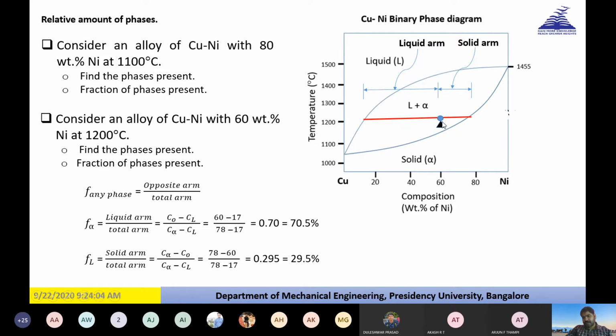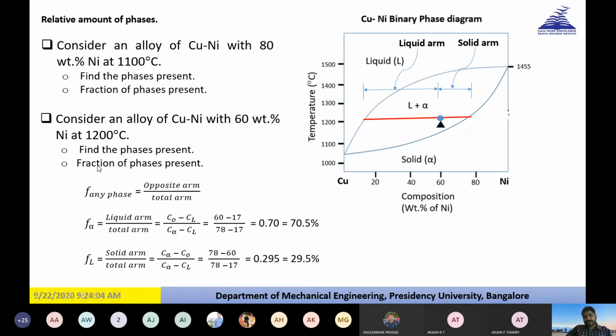Okay, it is very simple. Just draw a tie line. Tie line is nothing but an isotherm, the same temperature line. Temperature is the same throughout, 1200 degrees Celsius. Now from this point to the point where it cuts the solidus line, that distance is known as the solid arm, and from that point to the point where it cuts the liquidus line is known as the liquid arm. Now you have to find out how much alpha and how much liquid is present. So the phases present are alpha plus liquid.